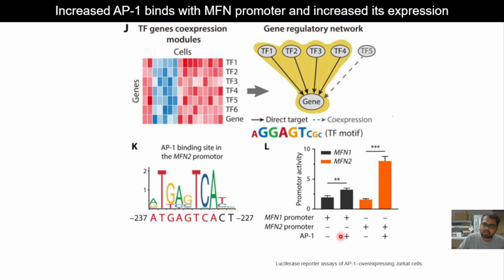You can see here they use AP1 directly on MFN1, as well as they use AP1 directly on MFN2 to see the promoter activity, and they found there is increased promoter activity when they have used AP1 in both MFN1 and MFN2 promoter, but the increase in the promoter activity is more in MFN2, which suggests that mostly this increase in AP1 is increasing the expression of MFN2 in these cells.